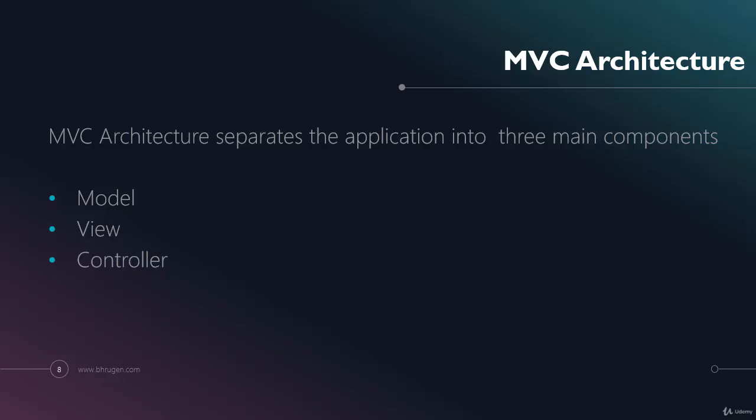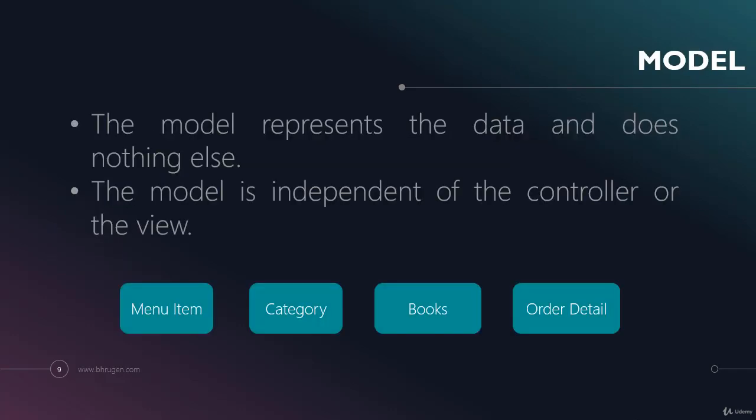In this video, let's understand the architecture of an MVC application. MVC stands for Model, Views and Controller, and that is how the application will be divided. Since we have 3 pieces in an MVC application, it's best to take a look at them individually. First, we have the model. Model represents the data and it is independent of the controller or the view.